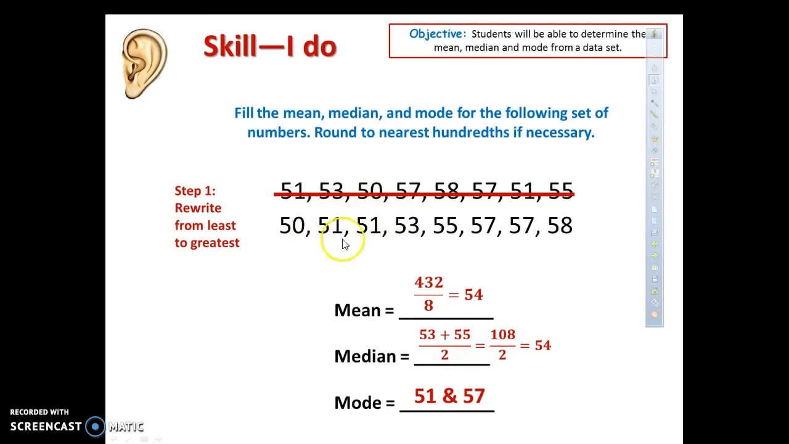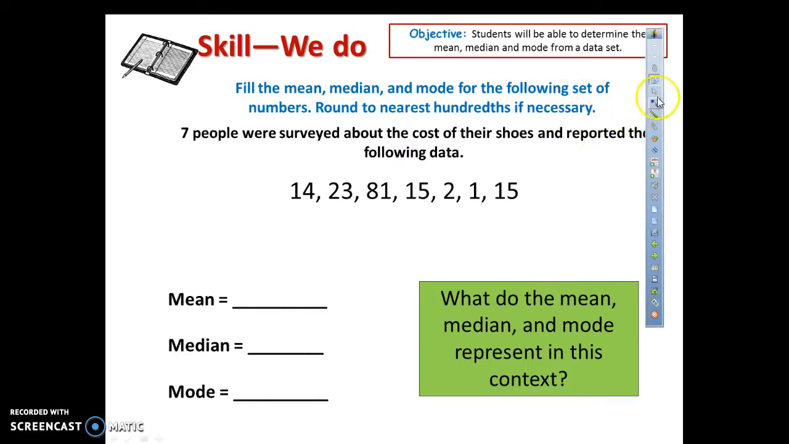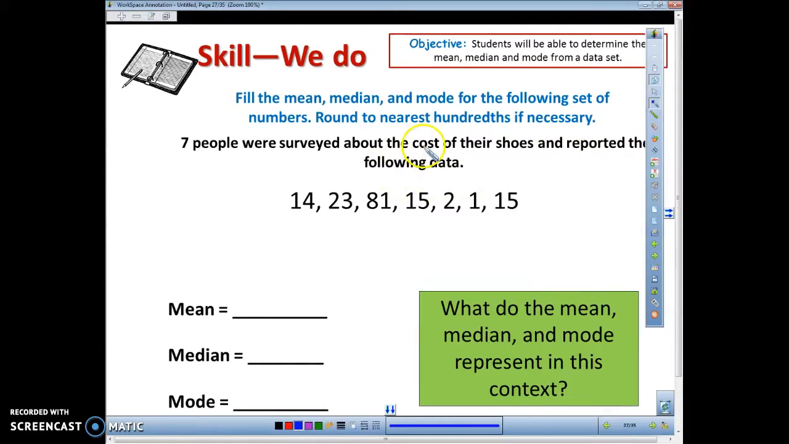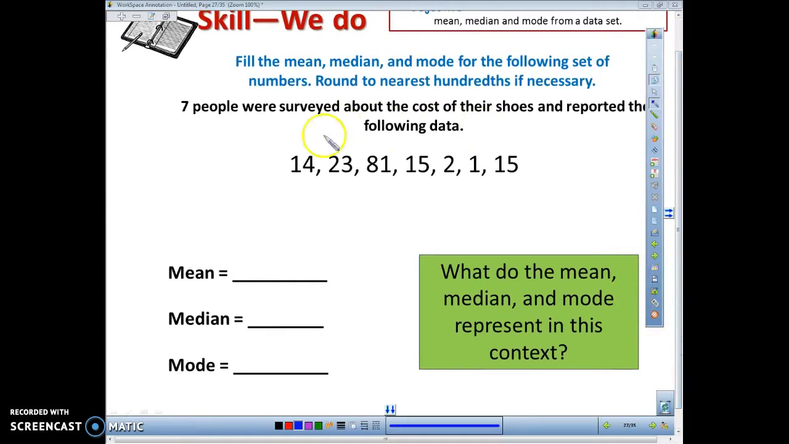So 51 appears twice, 57 appears twice, so those are both my mode. Kind of a look at the unique cases here. So we're going to go ahead and do this problem together. 7 people were surveyed about the cost of their shoes, and they reported the following data. One person paid $14, one $23, someone paid $81, someone paid $15, a couple people paid $2 and $1. So there's some cheap shoes, and $15. So let's go ahead and calculate our mean.